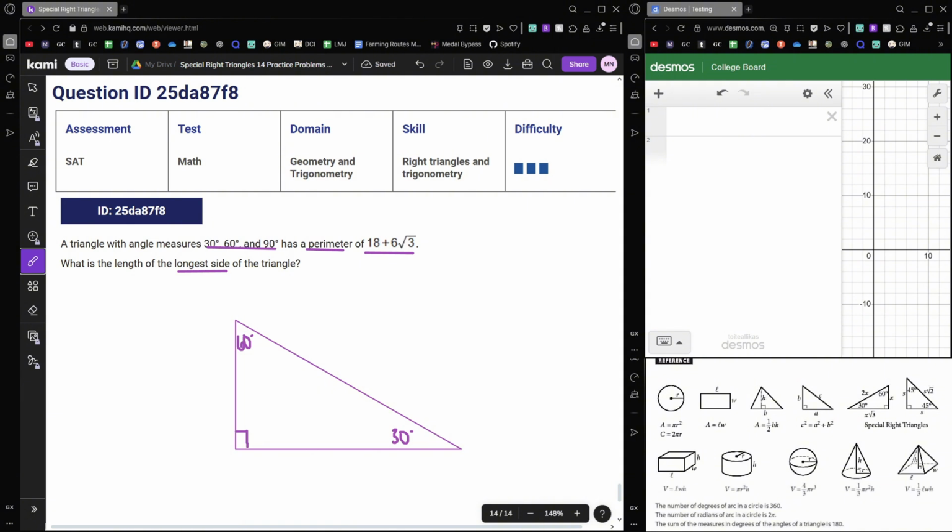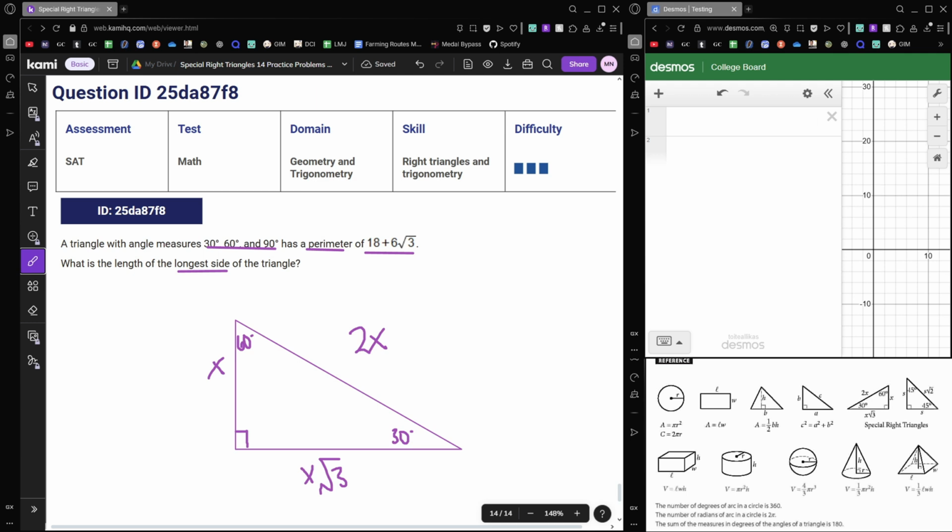Now, if you go ahead and look in the bottom right hand corner, you see the rules for the 30, 60, 90 triangle. Across from the 30-degree angle is going to be x. Across from the 60-degree angle is going to be x square root 3. And then across from the right angle is going to be 2x.